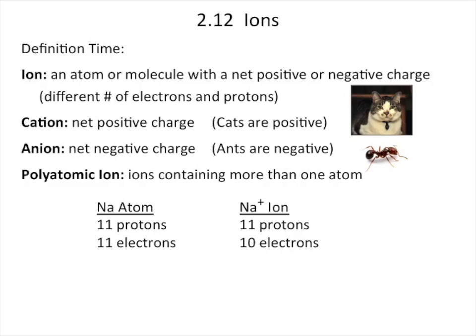So a cation is something that has a net positive charge, and you can remember this by thinking that cats are positive. This is Mr. Finnegan, that's my kitty's name. And a cation will have more protons than electrons to give it this net positive charge. Whereas an anion has a net negative charge. Those of you who don't like ants, you can think of this that ants are negative, and then that means an anion is negative. Therefore, an anion has more electrons than protons.